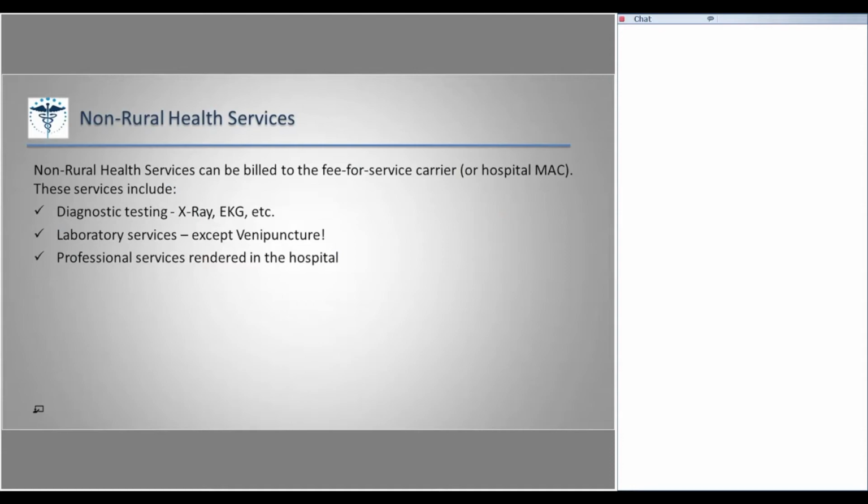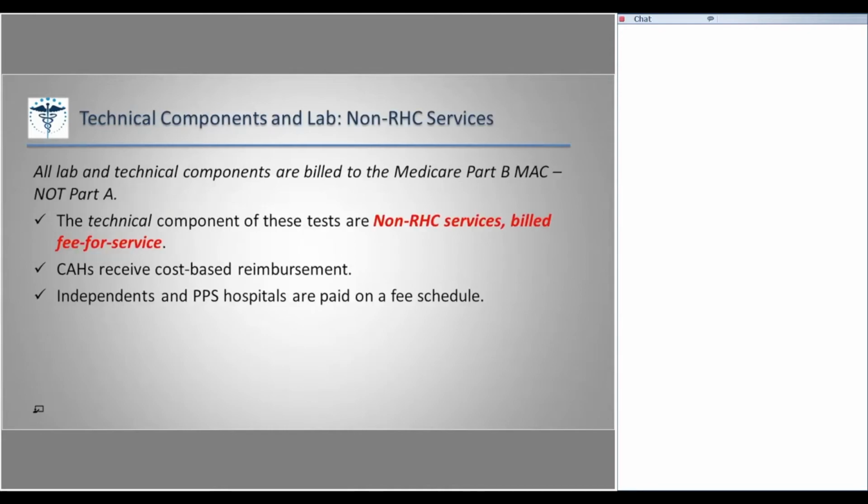So these are what we exclude. Diagnostic tests, X-ray, EKG, etc. Those are the technical components. All of our lab services except venipuncture and anything rendered really at the hospital. So the technical components of the lab are non-rural health clinic services. These are going to be billed fee for service, but we have a big difference between our independent and our provider-based. This is the biggest difference. CAHs get cost-based reimbursement. Independents and PPS hospitals are paid on the fee schedule.